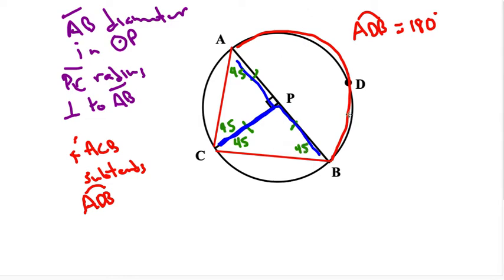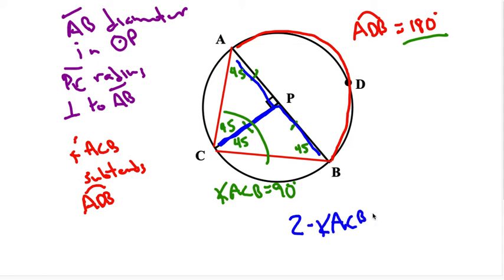The reason this is important is because then we can take a look at the inscribed angle, angle ACB, and it equals 90 degrees, 45 plus 45. Which means if the inscribed angle is 90 degrees, it subtends an arc that is twice that. So putting that into an equation, 2 times angle ACB equals arc ADB, because 2 times 90 is 180.